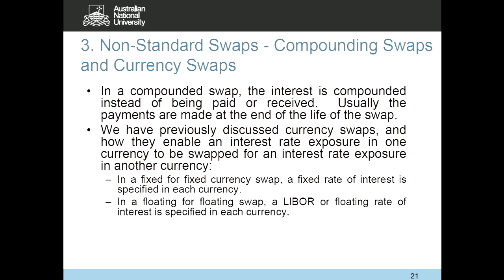Okay, compounded swap. A compounded swap is one where, rather than swapping the payments every 3 months or every 6 months, you don't swap those intermediary payments. All of the payments are made at the end of the swap, so all of the payments are swapped at the end of the swap life.